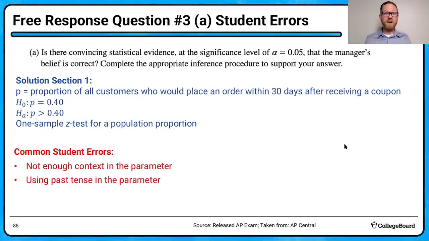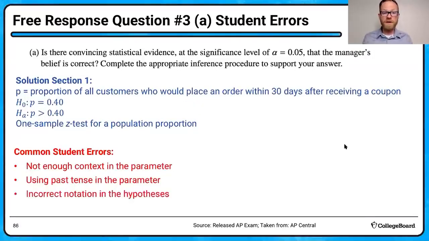Another problem that we see often is that in identifying the parameter, students will use past tense. So they may say something like "proportion of all customers who placed an order," right? Who placed an order. Now, the reason why past tense doesn't work here is because if we said "who placed an order," it sounds like we're referring to the sample. And we know that a parameter refers to a population. So we typically don't want to use past tense when we're defining a parameter.